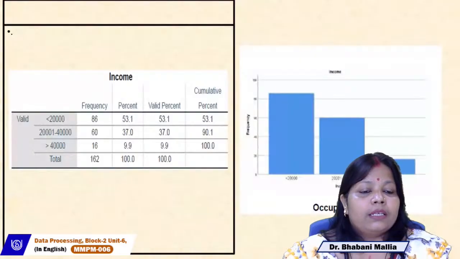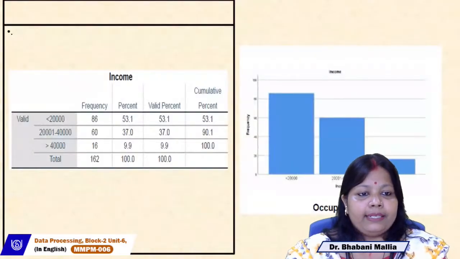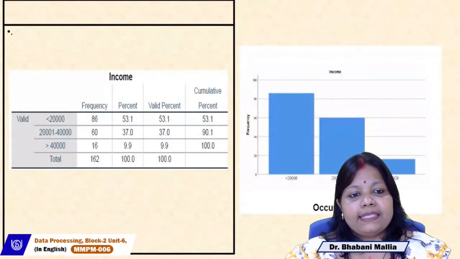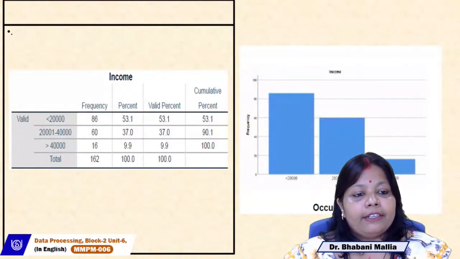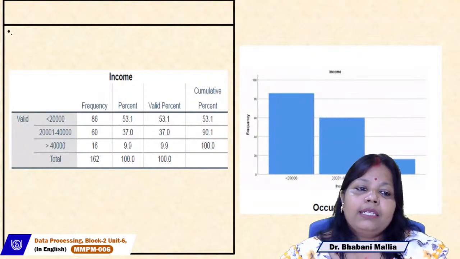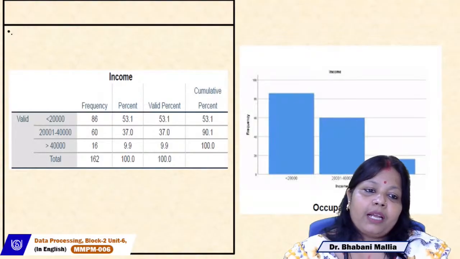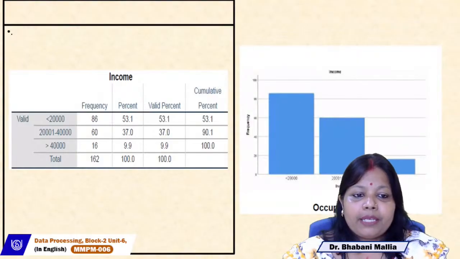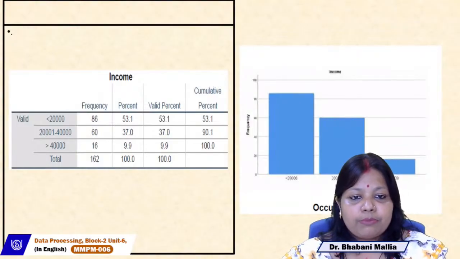Now coming to the income group, we can see the frequency of respondents earning below 20,000 is 86 only, and those coming under 20,000 to 40,000 are 60 persons only in my responses, and persons earning more than 40,000 are 16 only. So the highest category is people earning less than 20,000, and then the second category is 20,000 to 40,000. I have converted them into percentages in the same way.